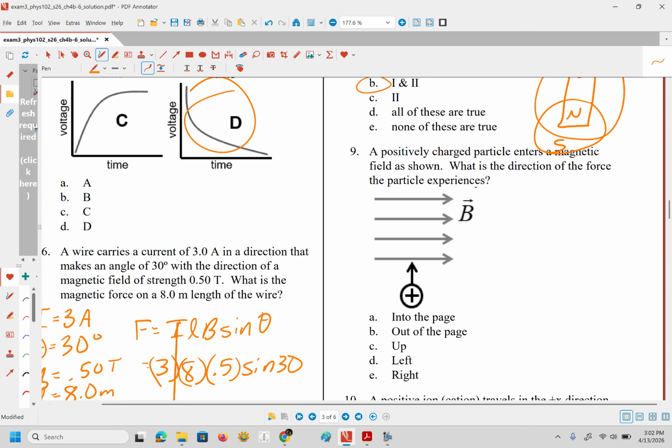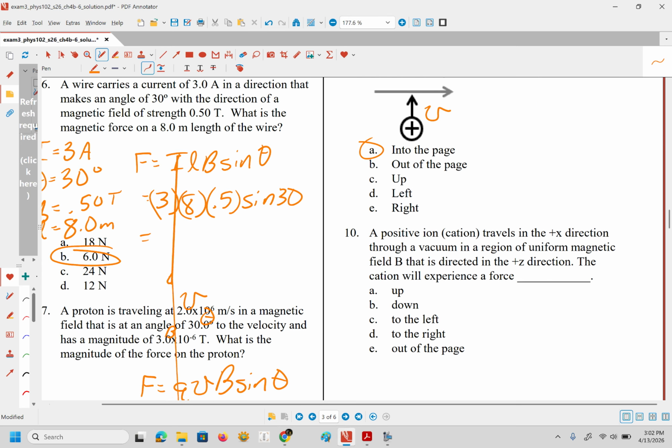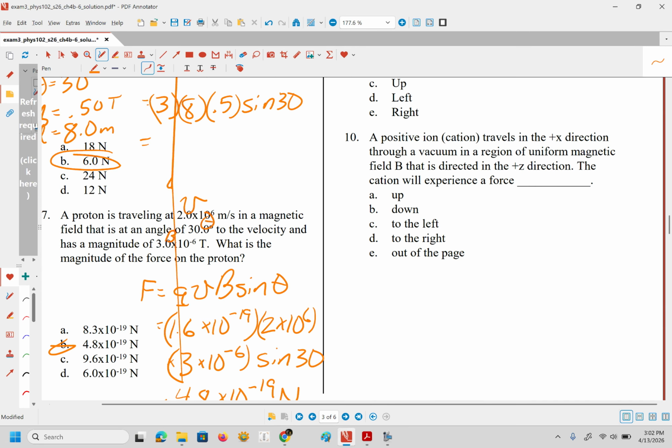All right, what is the direction of the force that this particle experiences? Simple right-hand rule. V, our index finger goes in the direction of V. B is to the right, so that's into the page. It is a positive particle, so A is 9. And then a positive ion is traveling in the plus x direction. So here V is in the plus x direction. Magnetic field is in the plus z direction, that's B. And I want to know the force, so if I do my right-hand rule, I get down. B is the right answer for number 10.